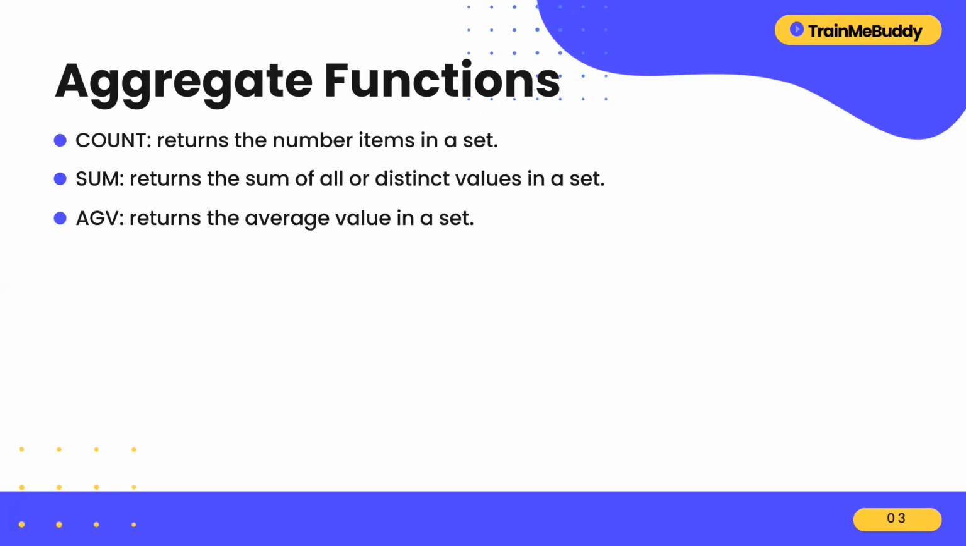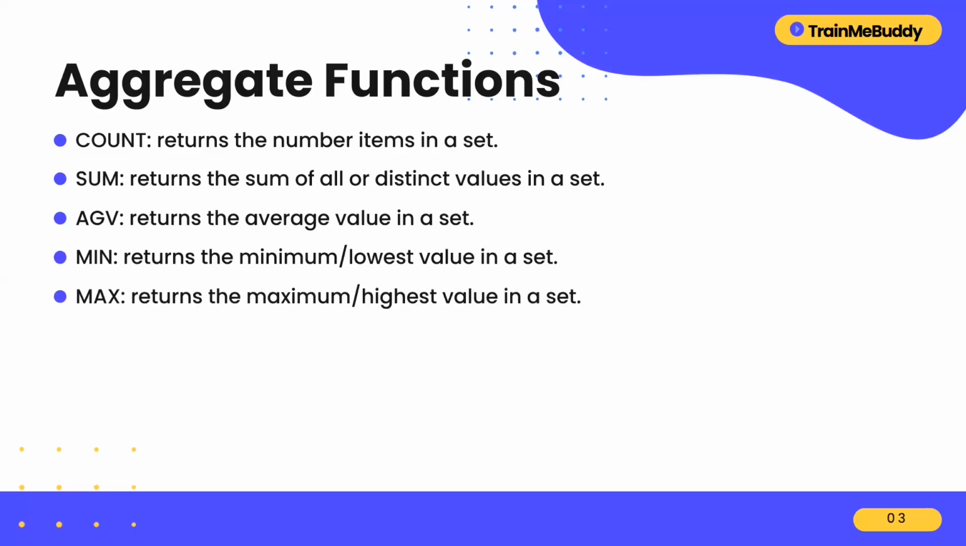For example, if you want to get the average marks secured by the students in a class, then you can go with the average function. Then the min function is used to return the minimum or lowest value in a dataset. For example, if you want to get the lowest marks scored in a subject or class, then you can go with the min function. Similarly, the max function is used to return the highest value in a dataset. So if you want to get the highest marks scored in a subject or class, then you can go with the max function.